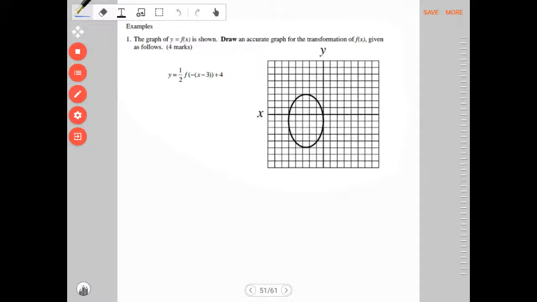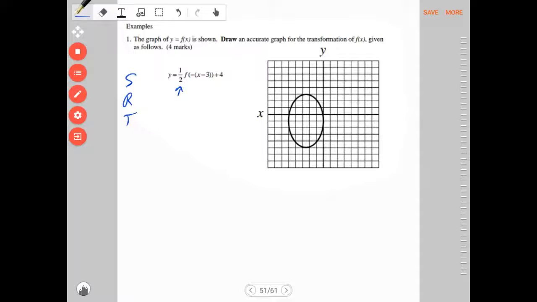So if we have a quick look at this guy here. Examples: the graph of f of x is shown. Draw an accurate graph for the transformation of f of x given as following, y equals one half f of negative, and so on. Remember there's an order here. We always go SRT, so we do the stretches first, then any reflections, then translations. This was a big unit in Math 30, hopefully you remember.